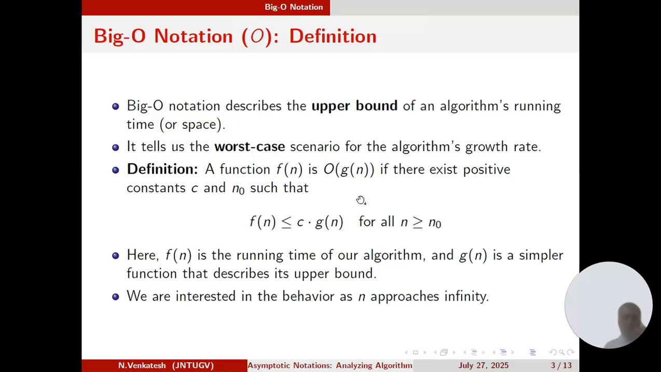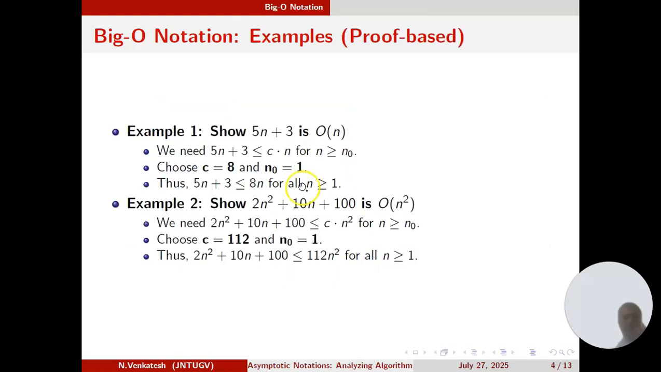So let us try to understand with an example. Suppose you have f of n as 5n plus 3. Now 5n plus 3 can be written as less than or equal to some c into n for n greater than or equal to n naught. If we choose c as 8, 5n plus 3 is always less than or equal to 8 into n for all values n greater than or equal to 1. So we can say that 5n plus 3 is BigOh of n.